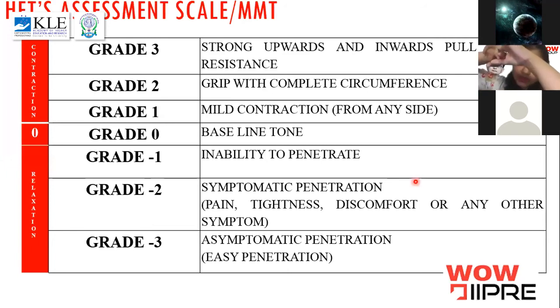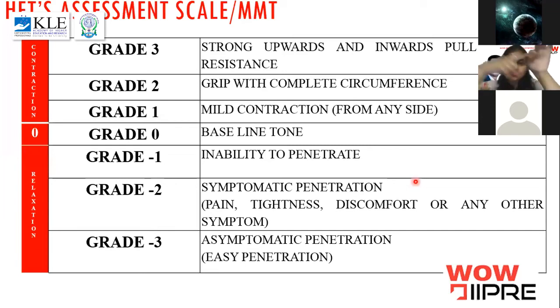Once you are going for invasive assessment, you are inside and you can feel pressure, you can feel contraction from any one side. The contraction is present, but it is present from any one side. That is one. If there is a circumferential grip, that is two. And if there is a circumferential grip and upwards and inwards pull, it is three.